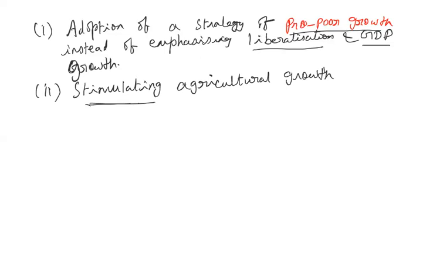For example, instead of using too many pesticides and fertilizers, organic cultivation and organic manures should be used, whatever is required to enhance the growth rate in agriculture. Those things should be practiced in the agricultural sector. So one example is using the organic method of cultivation.